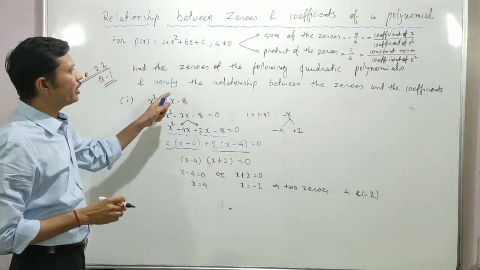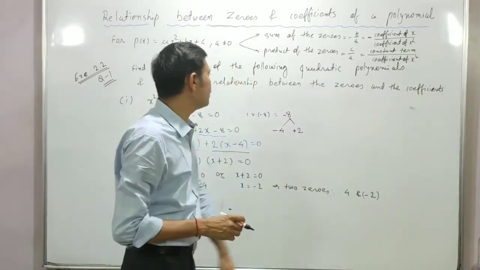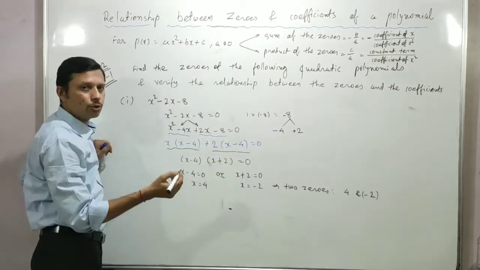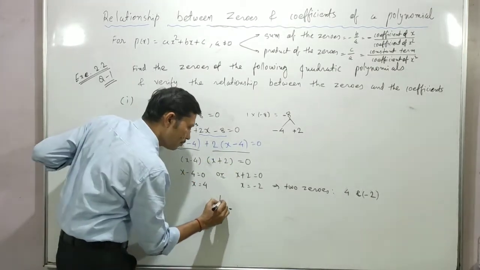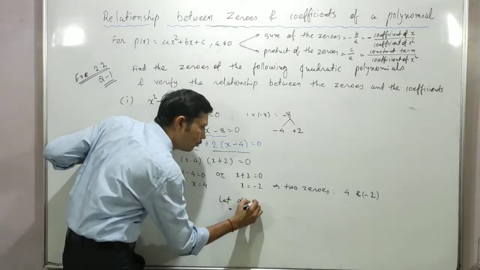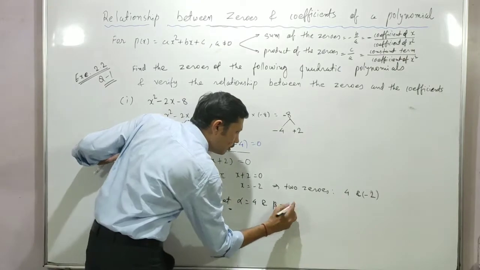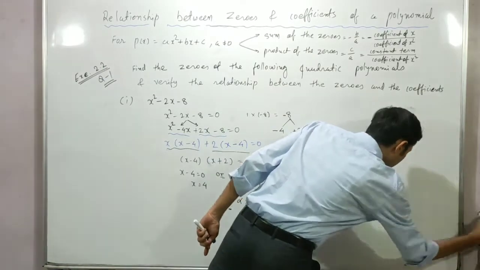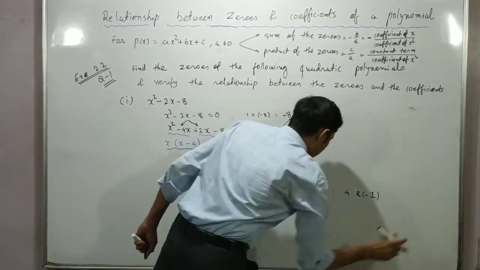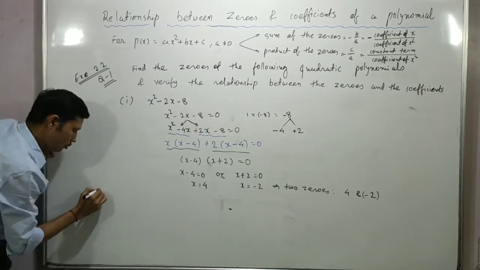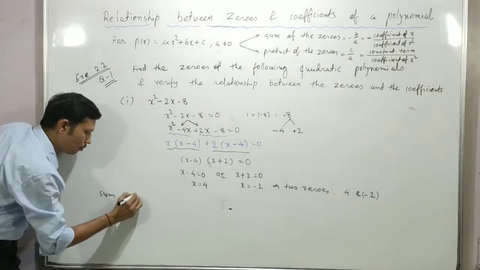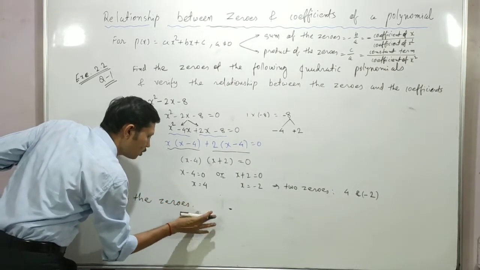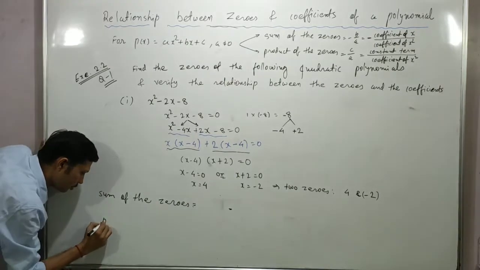Now let's verify the relationship between the zeros and the coefficients of the polynomial, right? For that, whatever two zeros we derived, we will label them: let alpha be equal to 4 and beta be equal to minus 2. Without assumption also you can do it. Now we will write down the sum of the zeros first of all, and the product of the zeros.